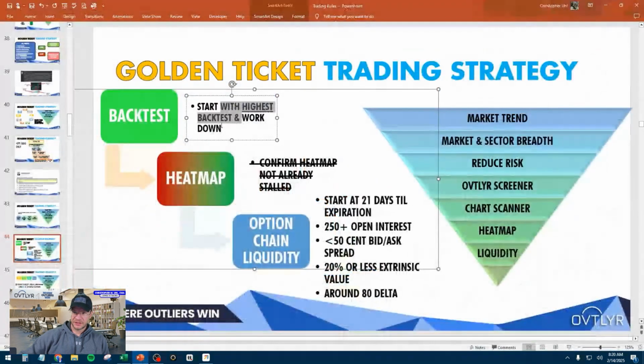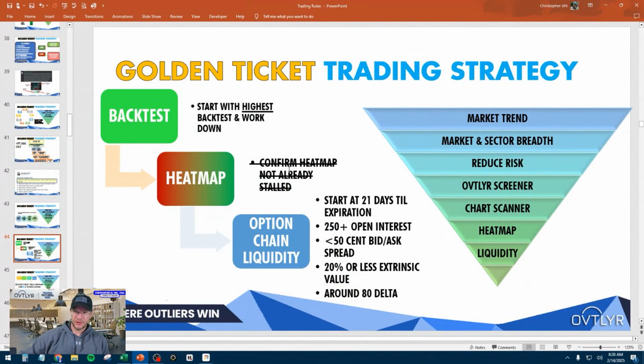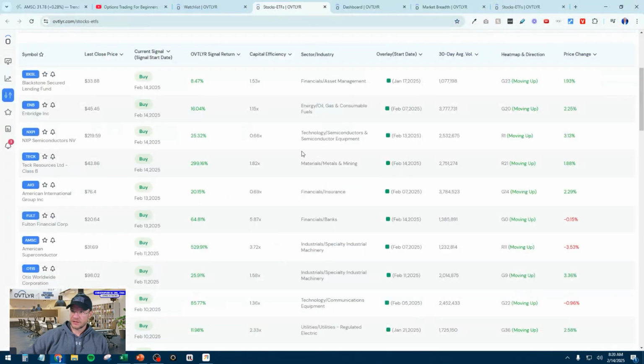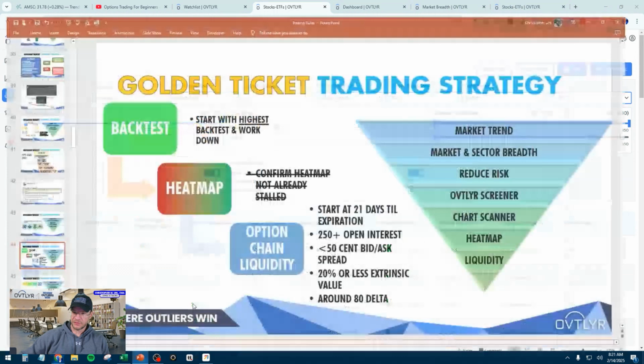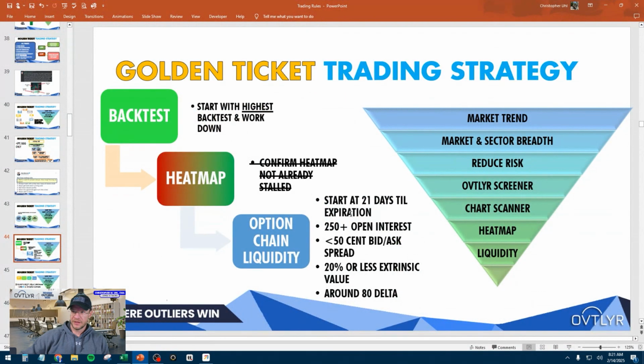So next, this is a new thing. We now have the ability to filter on the screener so that the heat map isn't already stalled, that the heat map's continuing to move up. You can go moving up, moving down, or no change where the heat map stalls. You can do any of those, but of course I want moving up. So I really do need to delete that.